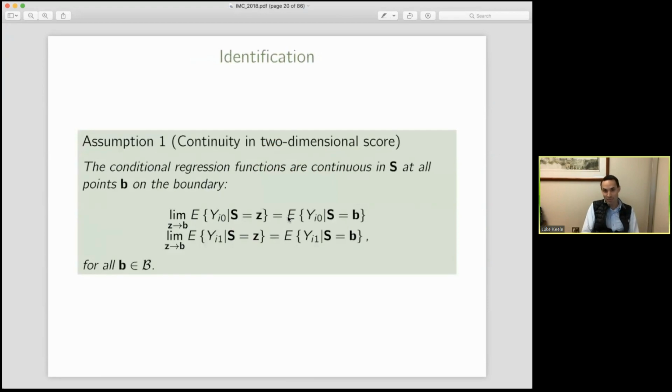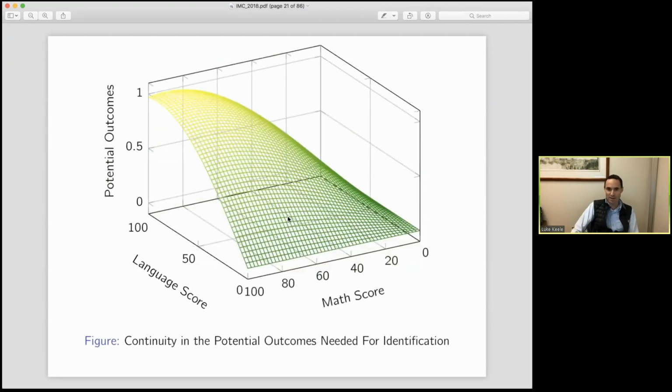And in mathematical terms, essentially what we're saying is we now need continuity. The classic RD design assumes that everything except the treatment assignment rule is not changing at a particular cutoff. Here, I think it's easier to just visualize this as a three-dimensional space. You can see in here the treated region is this little area. If you're just inside this border, treatment assignment changes discontinuously.